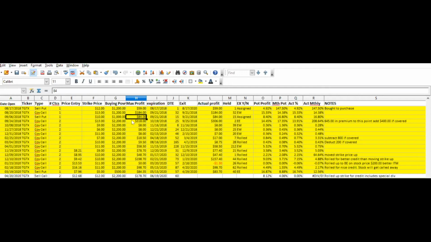Anyway, I sold a put. Again, I got $84 for that. And guess what? I got assigned. So I now had 2 contracts instead of 1. And my average cost, since I did 12 and 10, is now 11. So I'm now at $2,200. You can see that's reflected in the pricing here.